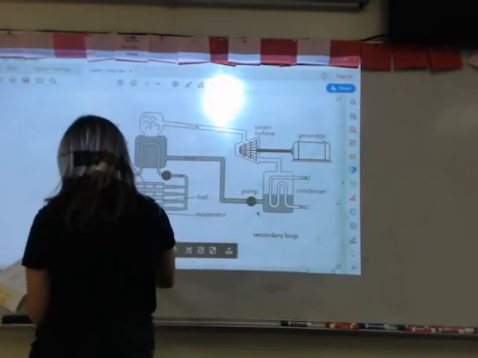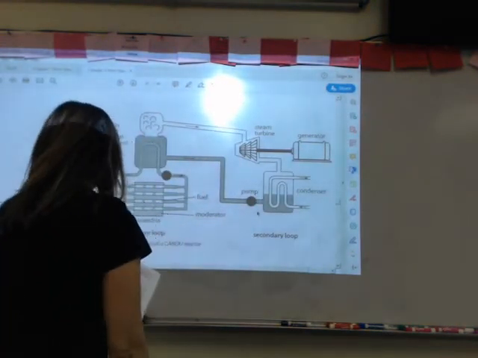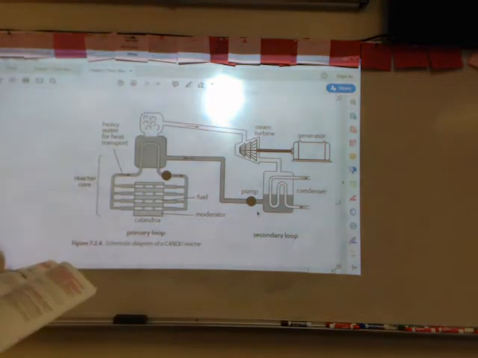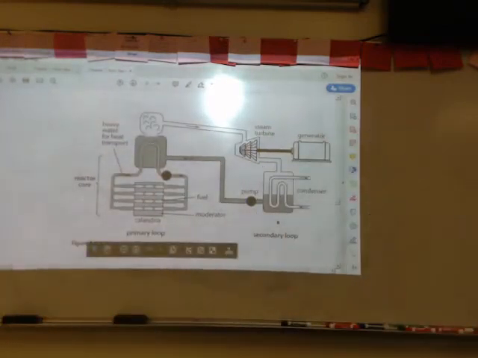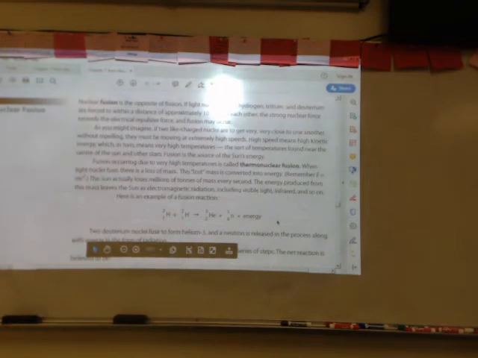this is what is in Canada, and this is a modified pressurized water reactor. And the primary loop uses heavy water as the moderator, and it's a higher cost, but it requires a lower concentration of uranium. And let's go on to talk about nuclear fusion here.